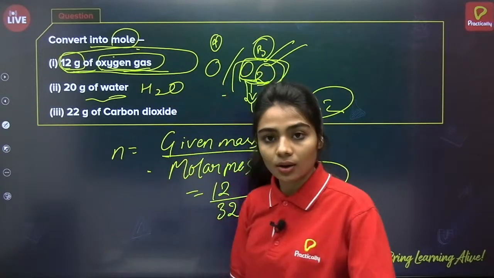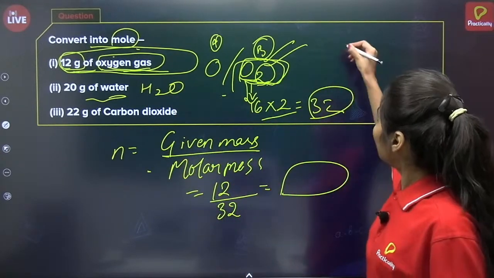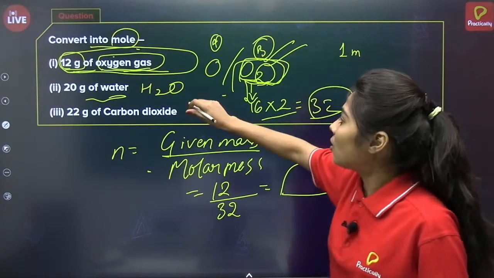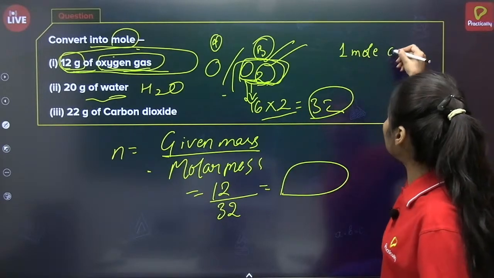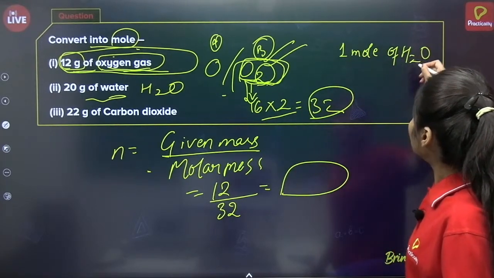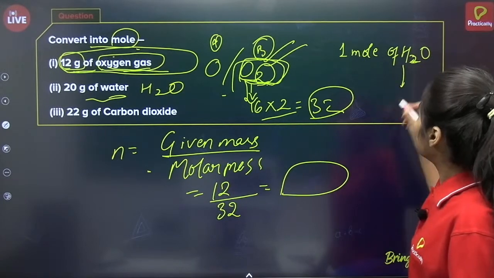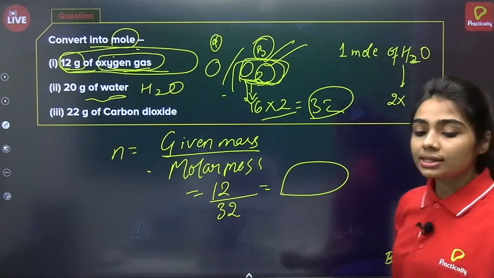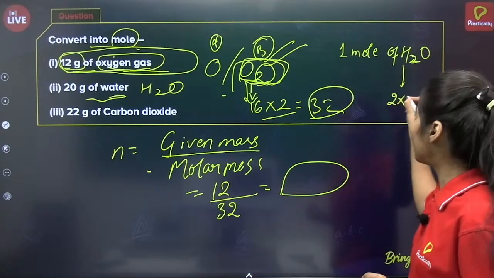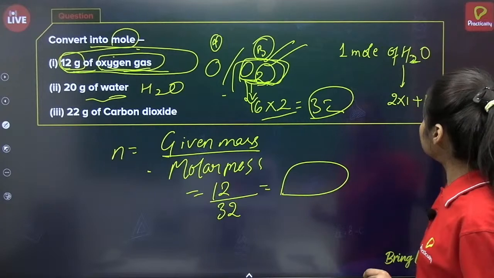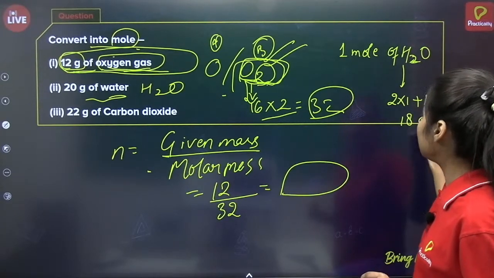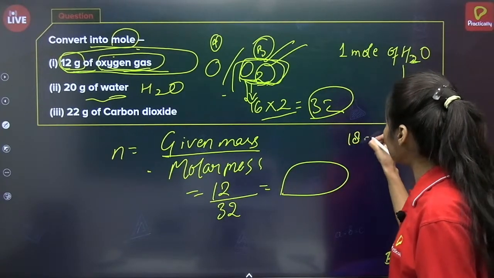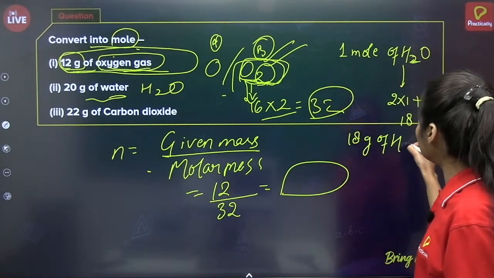H2O. Okay, so if I want to calculate 1 mole of water, how many hydrogen atoms are there? 2. What is the atomic mass of hydrogen? 1. Oxygen's mass is 16. So it will give me 18 gram. So 18 gram of water will contain 1 mole.